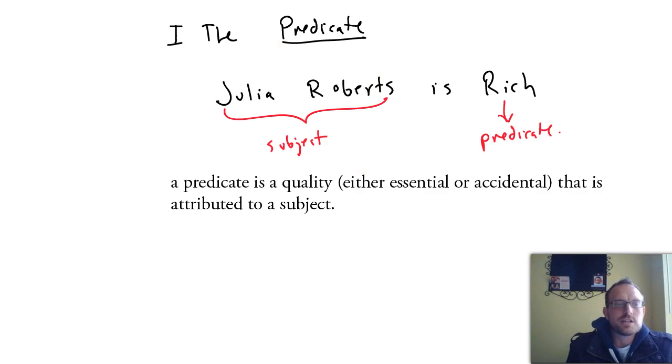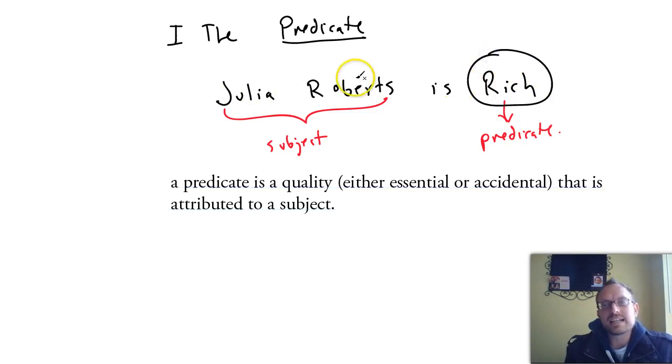Now, I mentioned it's either accidental or essential. For instance, an essential quality of Julia Roberts is that she's a woman or she's female. That's essential, meaning that if she doesn't have that quality, she's not Julia Roberts. Richness is an accidental quality. I'm not saying it's an accident that Julia Roberts is rich, but in order for Julia Roberts to be Julia Roberts, she doesn't need to be rich. This statement is describing a quality of her as she exists today, hence it's an accidental quality. So a predicate is a quality, either essential or accidental, that's attributed to a subject.